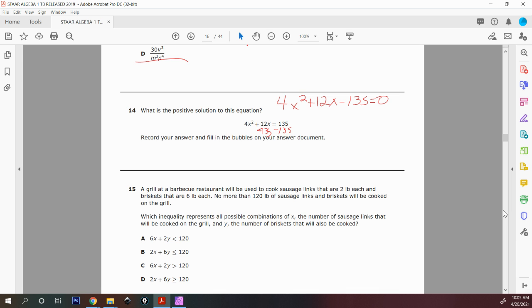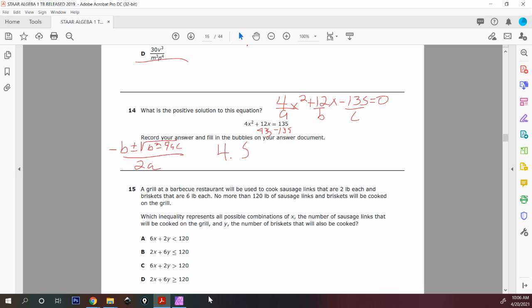At the formula chart at the first of the test, or well, if it's digital, you can click on it, but it's at the beginning of this test, we have the quadratic formula, which is negative b plus or minus the square root of b squared minus 4ac over 2a. And my a value is going to be the number in front of the x squared, so that's going to be 4. My b value is the number in front of the x, that's 12, and my c value is the number by itself. So a is 4, b is 12, c is negative 135. You just plug them in, and you come out with 4.5.